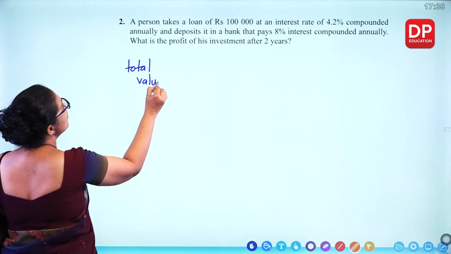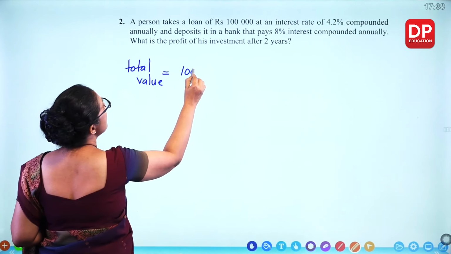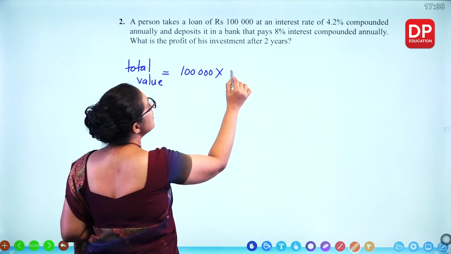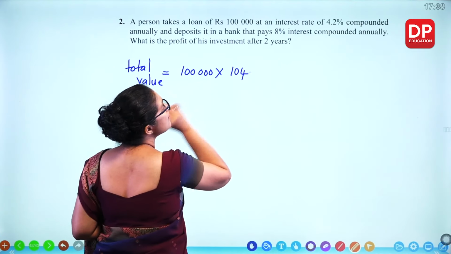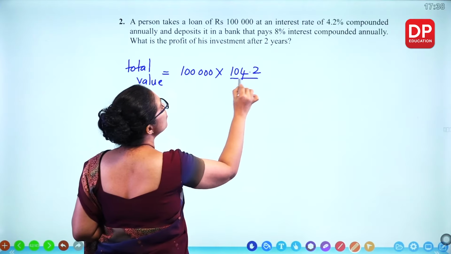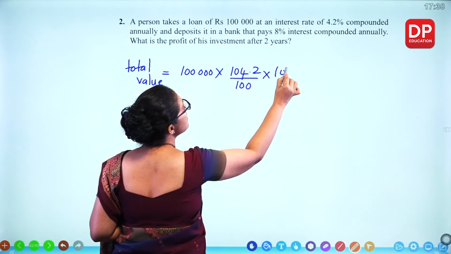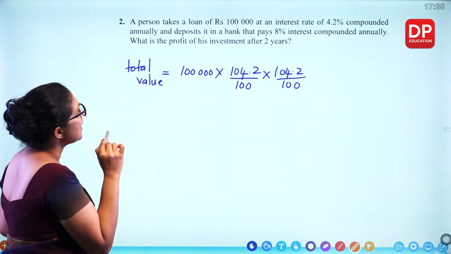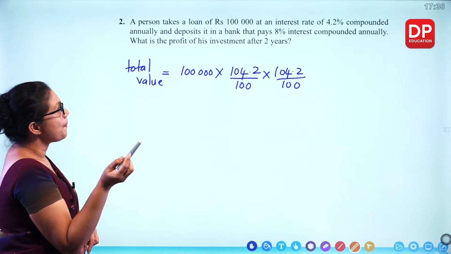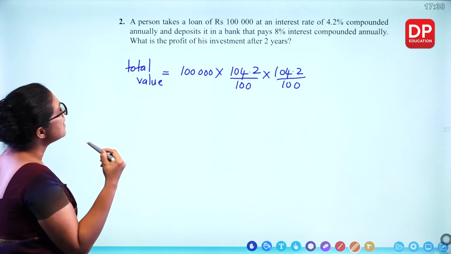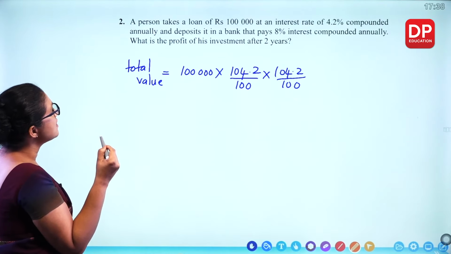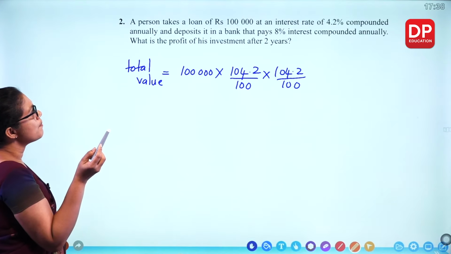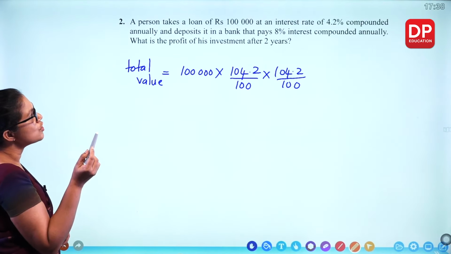So the total value after 2 years: 100,000, this is compounded, so this becomes 104.2 twice because this is for 2 years. This is the amount that he has to pay back. But what's the amount he earns? He deposits the same amount with 8% interest compounded annually. What is the profit of his investment after 2 years?